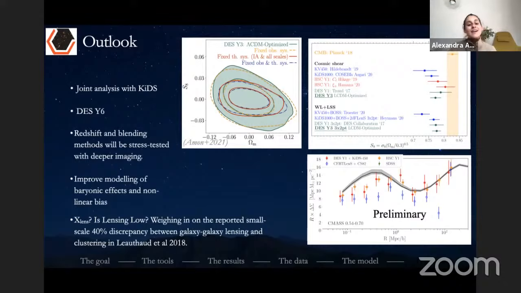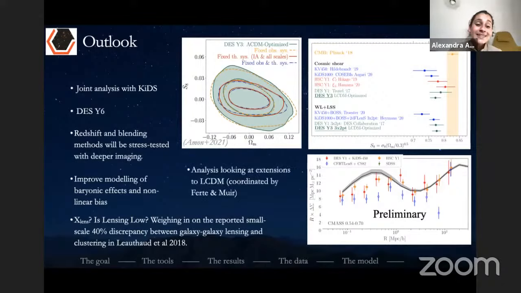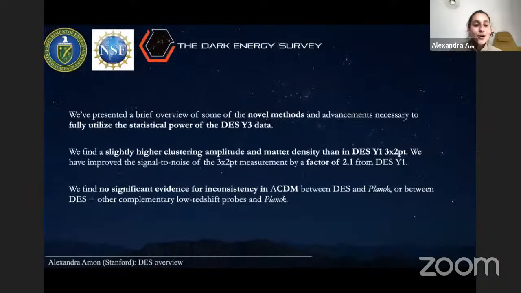And what we're seeing is that we are starting to close the gap on that 'lensing is low' as well. And I think what we will find, my hunch is that modeling uncertainties on those small scales will encompass this discrepancy. And finally, we'll have an analysis looking at the extensions to Lambda CDM, and that's coordinated by Agnes Ferté and Jessie Muir, and should be on the horizon. Well, it should be out in not too long. So to summarize, I'll leave these up here and take any questions.